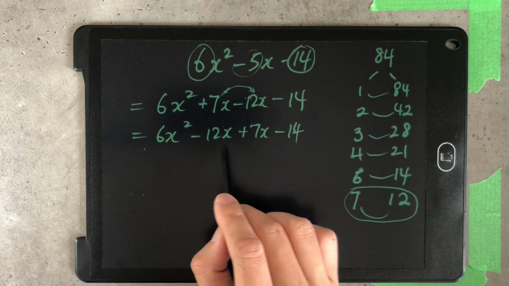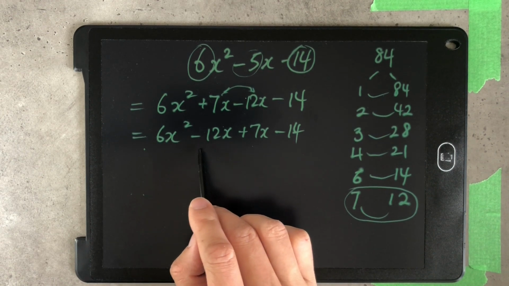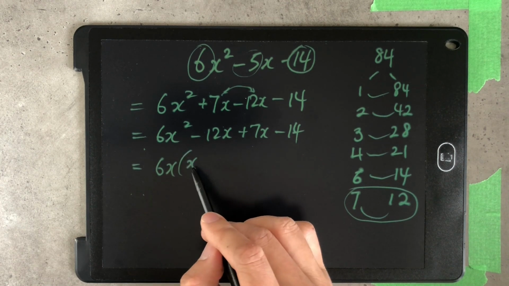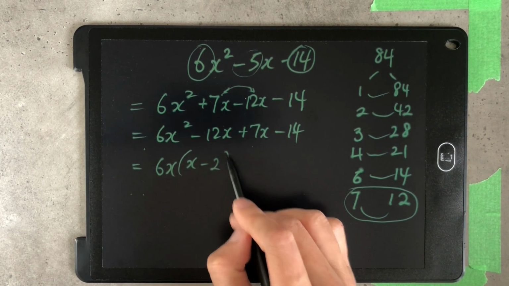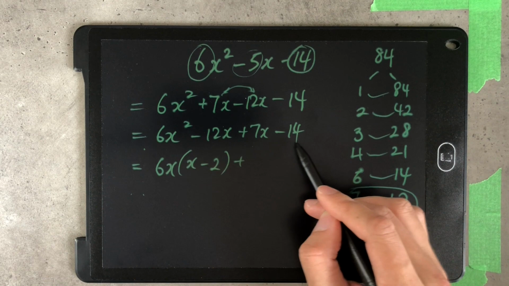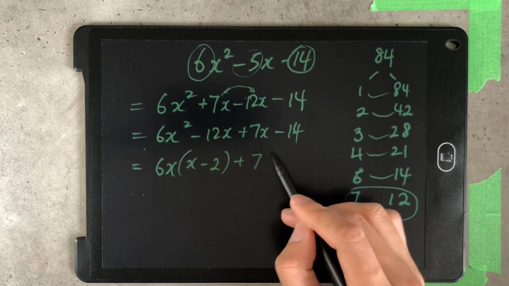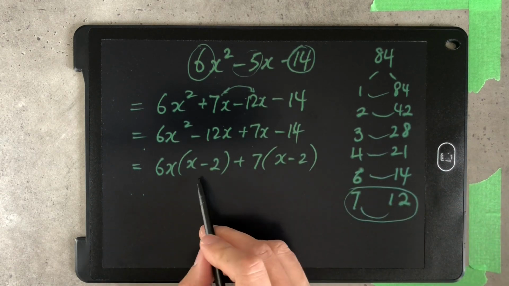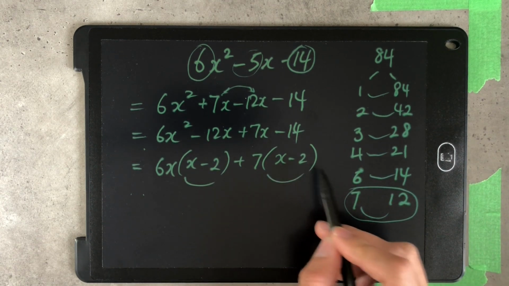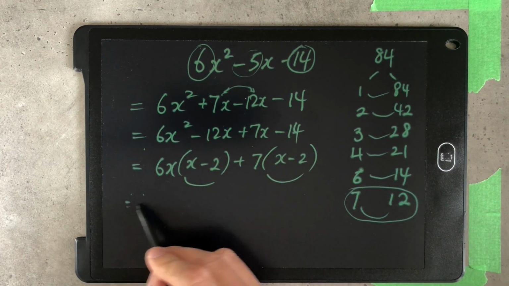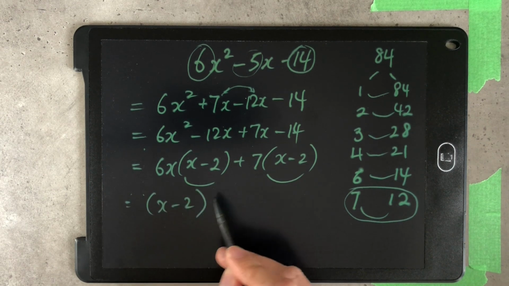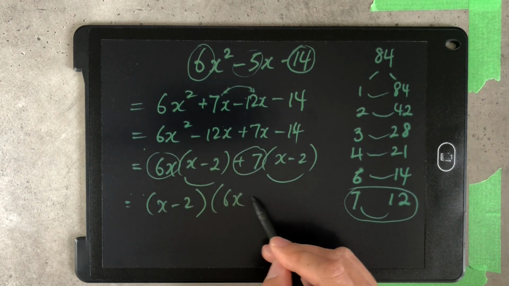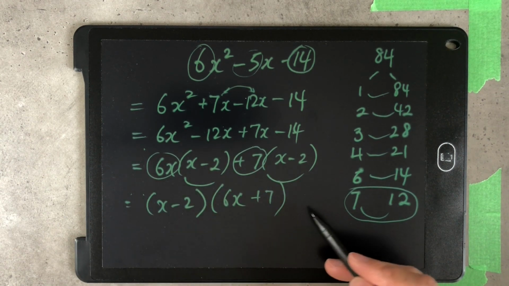So the common factors here are 6x, and what I have left is x minus 2. The other one, I have a common factor of 7, and I have x minus 2 as the residual. Notice x minus 2 is a common factor. I can take that out. What I have left in the first term, I have 6x here, and I have positive 7. And there you go. You have the answer.